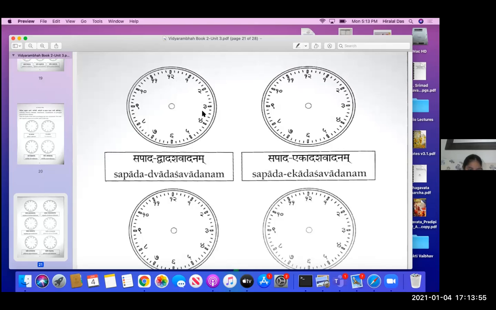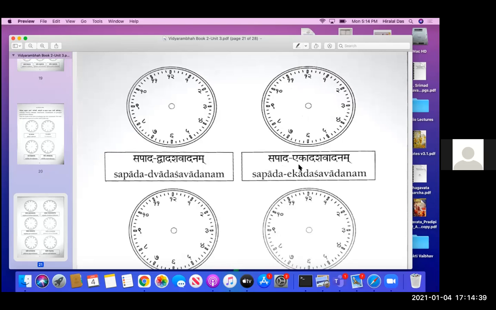Okay, next, Sapad Ekadasavadanam. Jyotsna, would you like to try? The short hand points to 1 and the long hand points to 3. Very good, but not 1. Ekadas is not Ekavadanam. Ekadas means Ek and das, so that is 11. So the short hand will be a little past 11, and the long hand, you said it right, points to 3. You got the point?